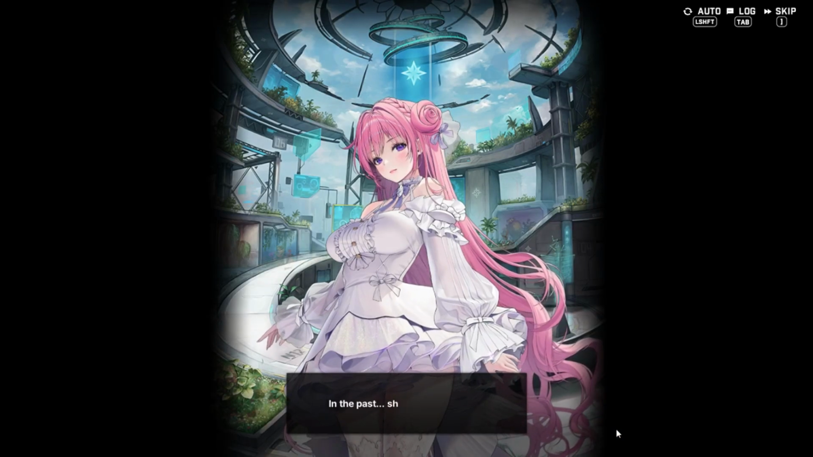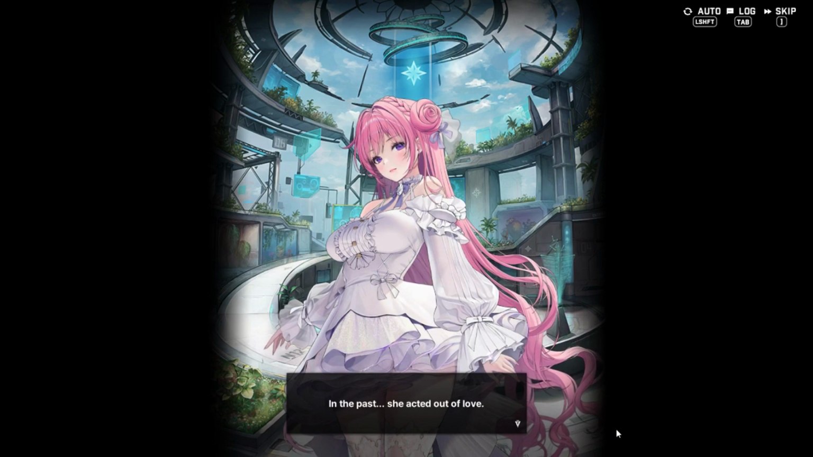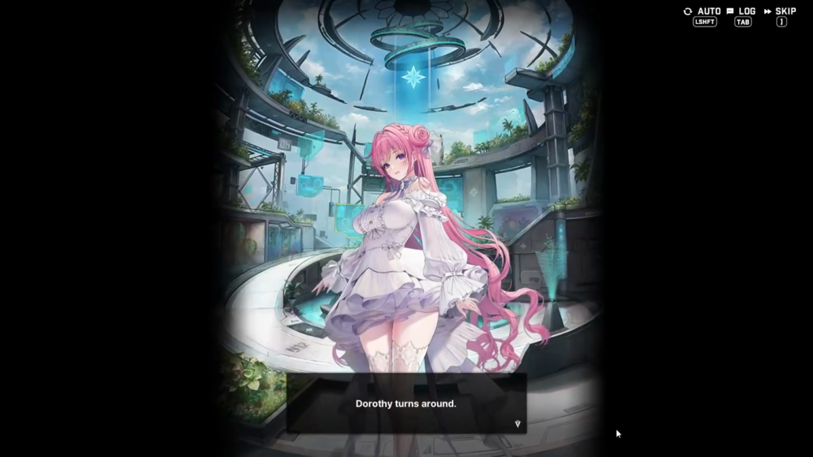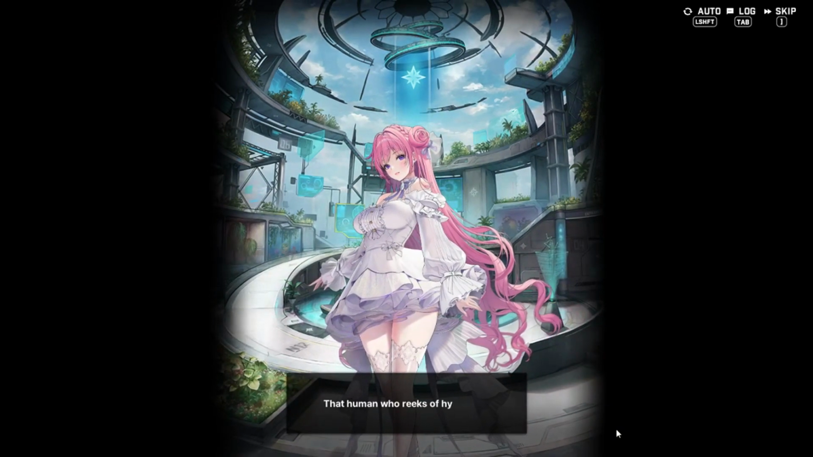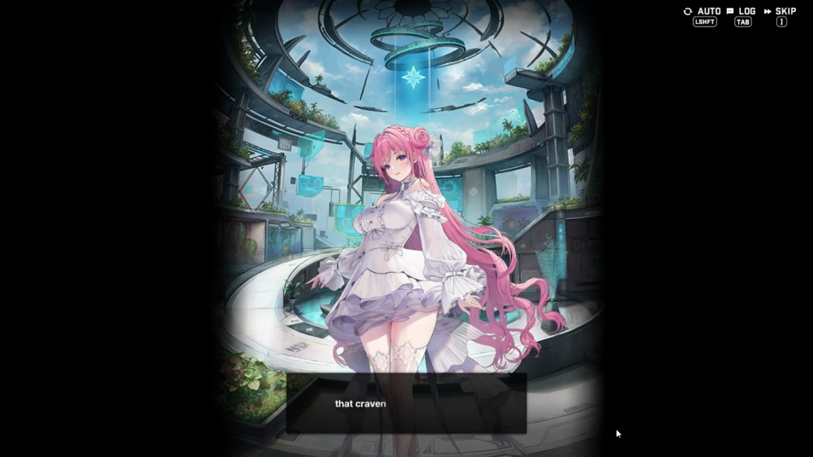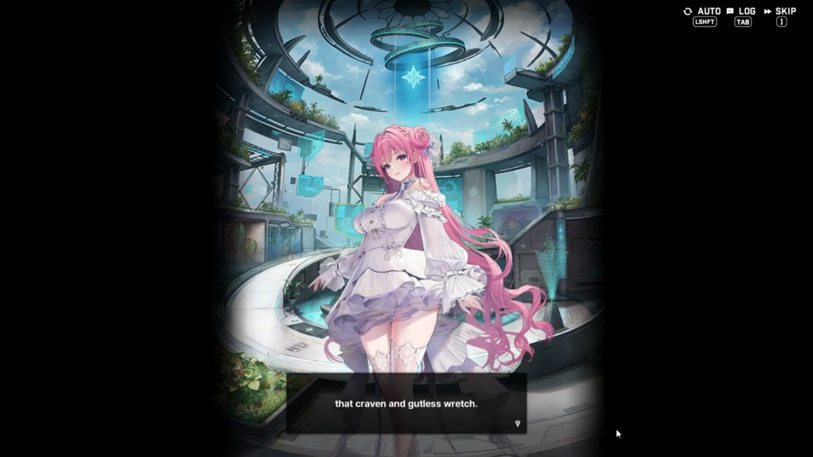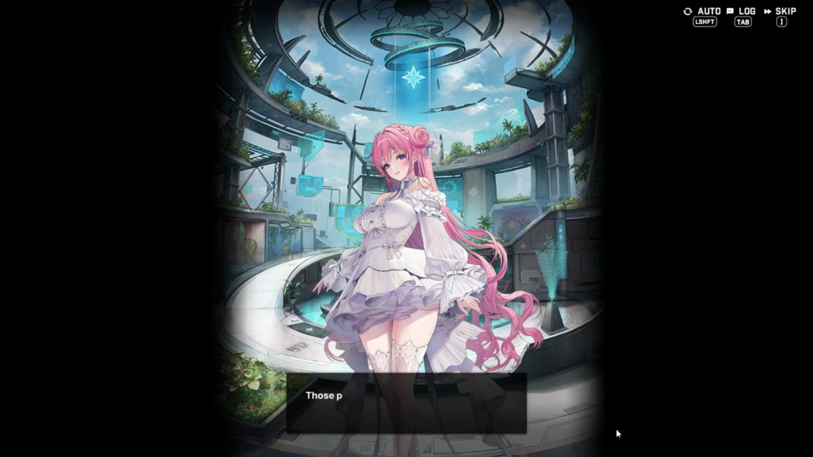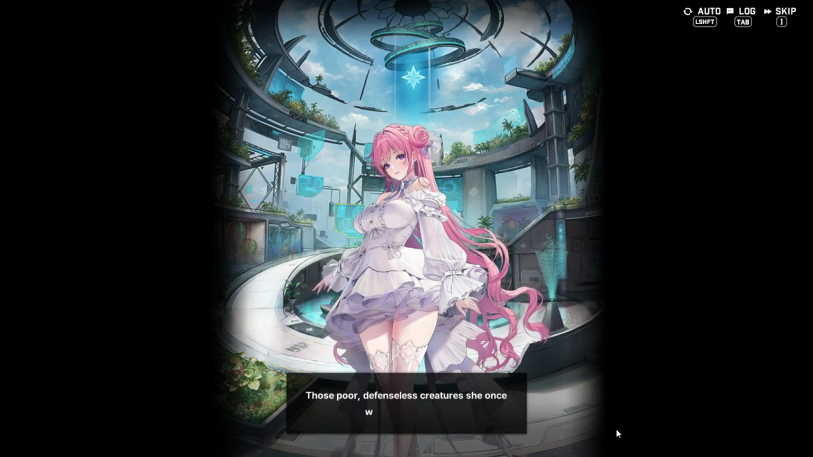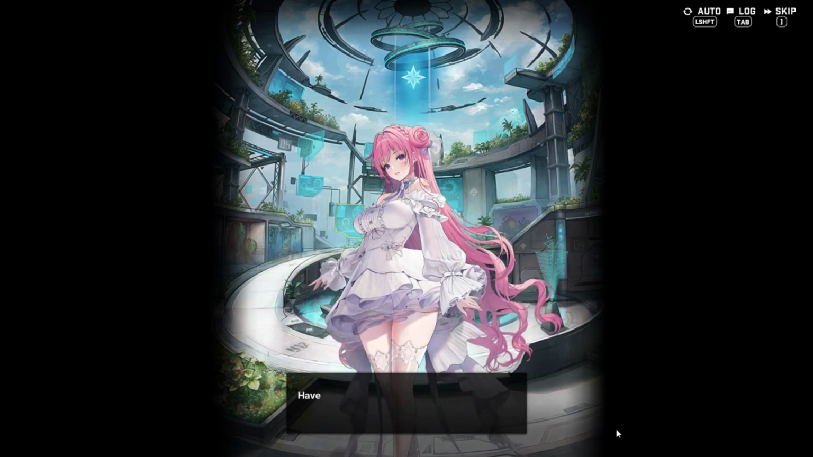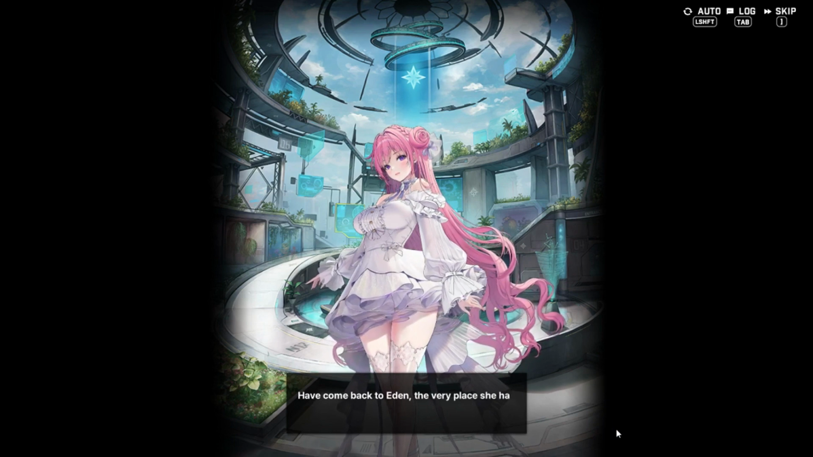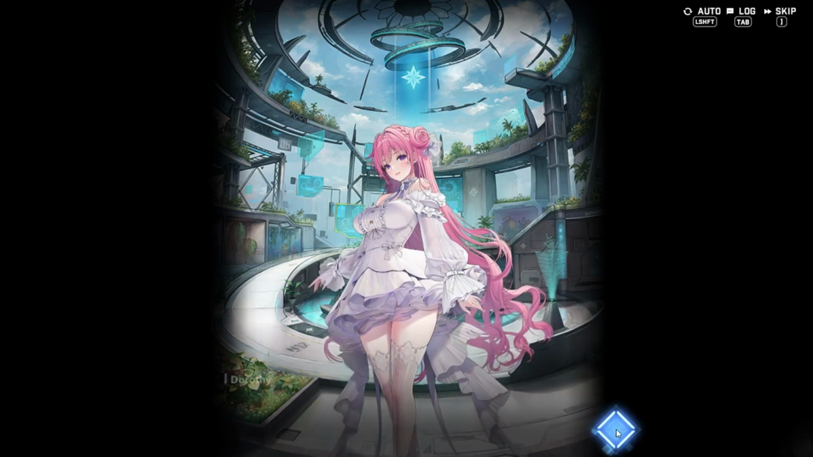Be that as it may, you really did want to find this flower, didn't you? You'll feel less lonely with it. In the past, she acted out of love. Dorothy turns around. That human who reeks of hypocrisy. That craven and gutless wretch. Humans. Those poor, defenseless creatures she once wanted to protect. Have come back to Eden, the very place she had sworn to protect.